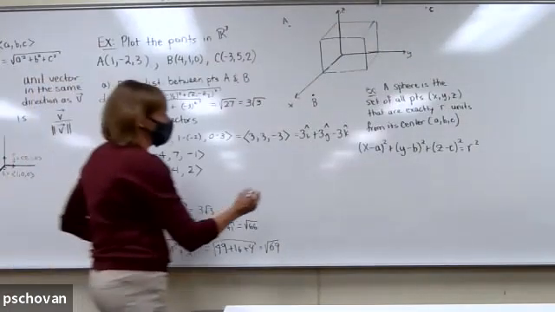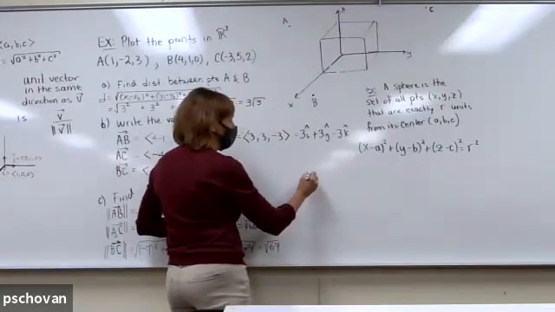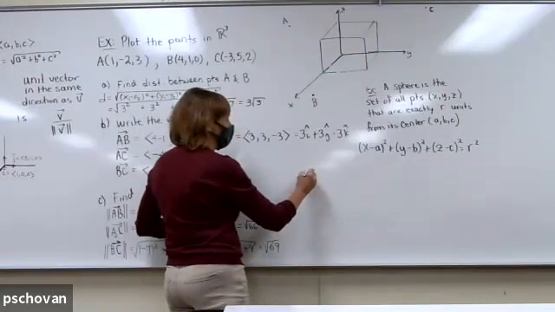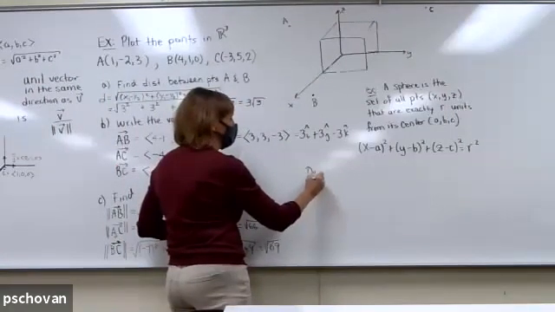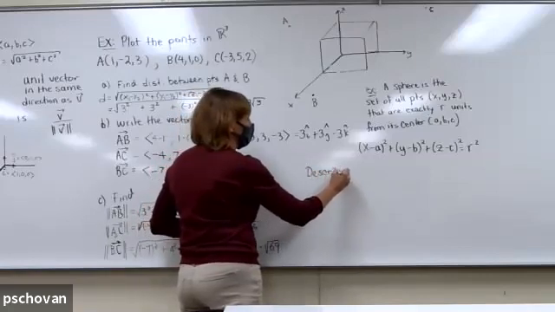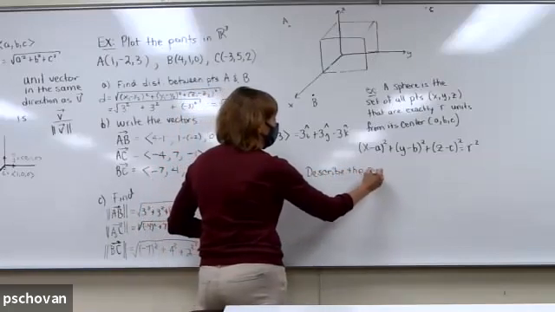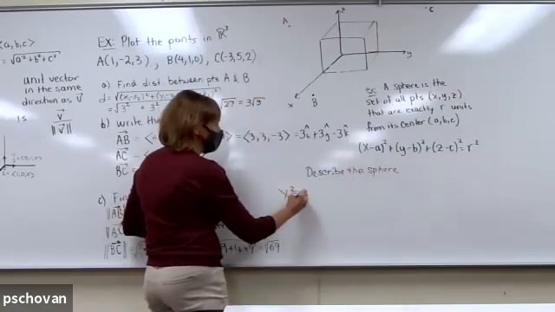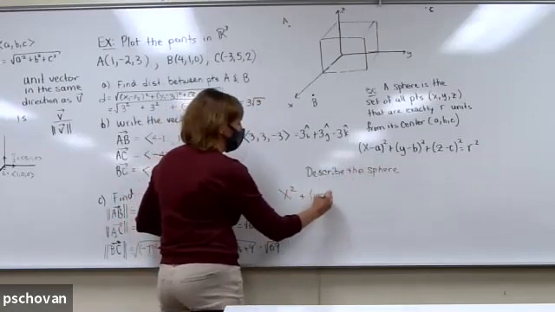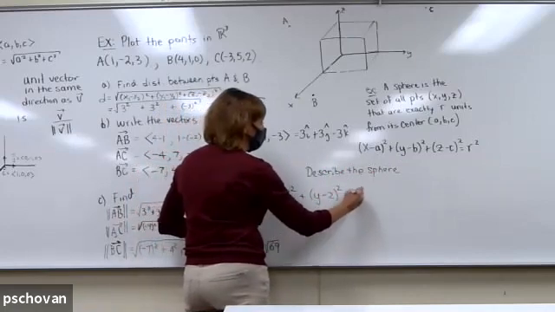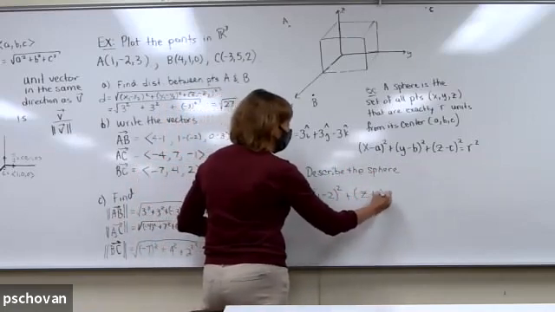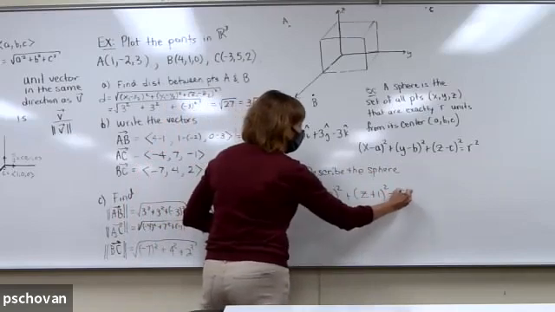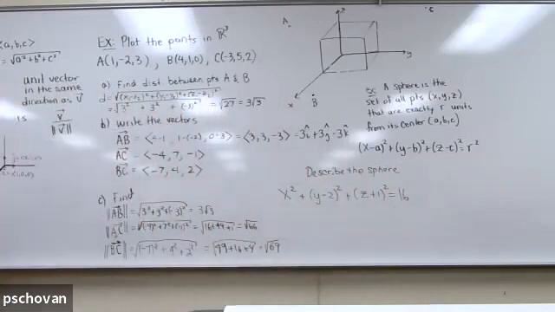So I want you to describe the sphere x squared plus y minus 2 squared plus z plus 1 squared is equal to 16. Describe that sphere. Tell me where it has its center and what its radius is.